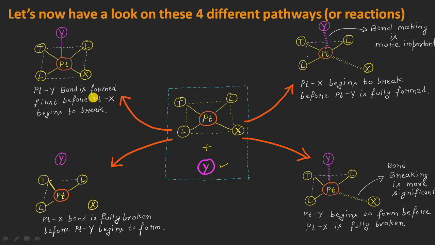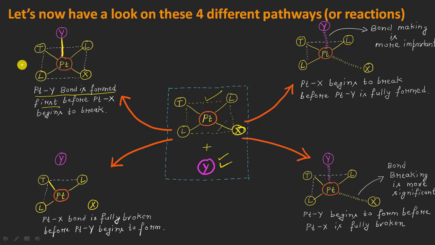The first pathway may be that the platinum and Y bond is formed first. I mean when this reacts with this, such that the substitution of the X takes place with this Y here. We can have 4 different kinds of pathways. The first pathway will be that before the platinum and X bond breaks, I mean before this bond breaks here, the Y will form a bond with the platinum, or the central metal ion, okay? So you can see from here, the platinum and Y bond is formed first before the platinum and X bond begins to break, right?